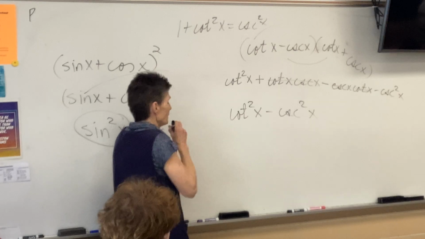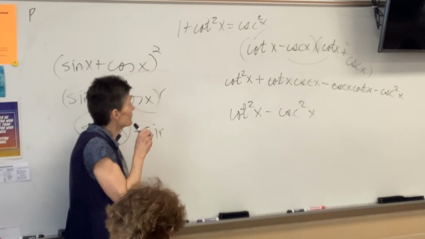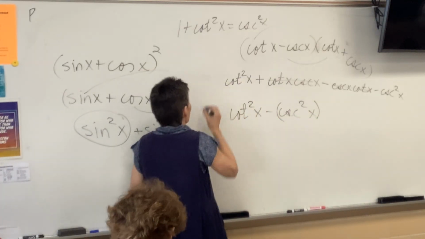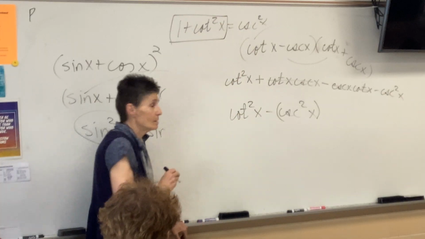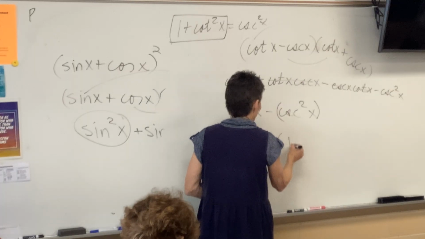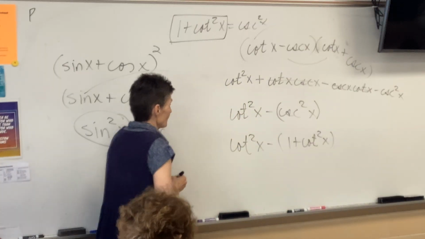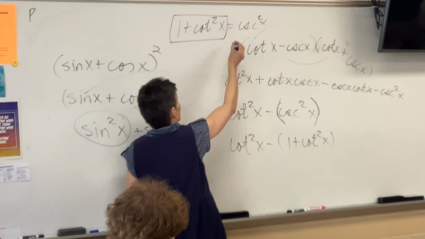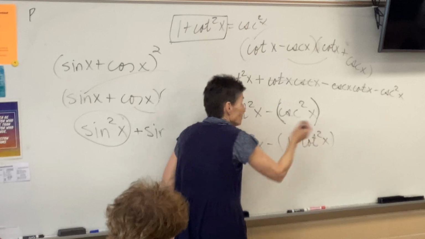So what do you want to do? Could we take this out and replace it with this? All right, so it's going to be cotangent squared minus 1 plus cotangent squared. This guy right here, this cosecant squared, I'm replacing with what it says on my paper, 1 plus cotangent squared.